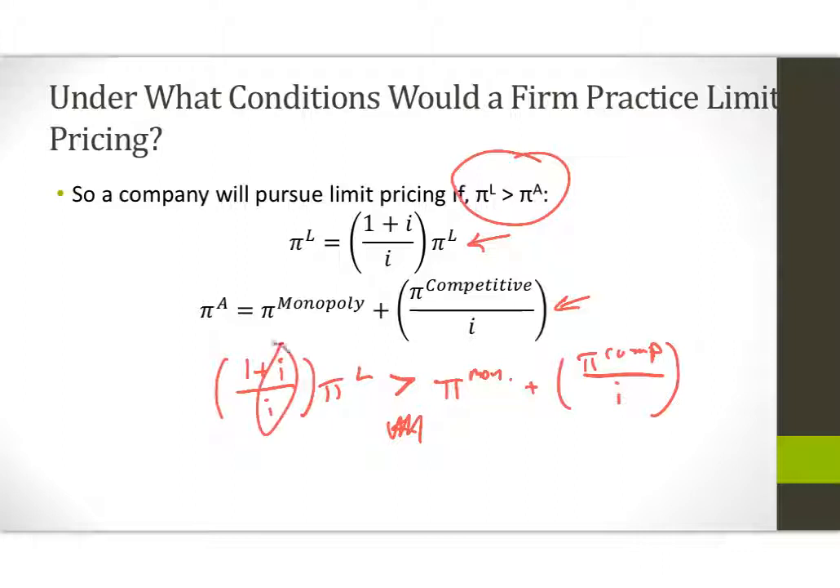And it also depends on how they view the future. So I is the discount rate term. The larger I is, the less they value the future and the more they weigh the current. And so that's also going to influence whether they limit price or not.